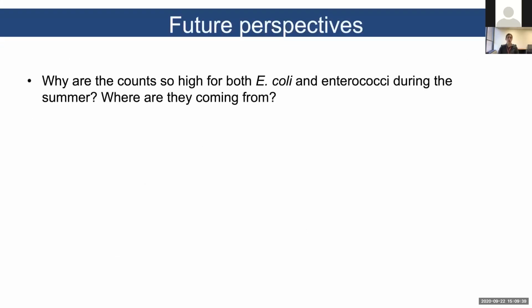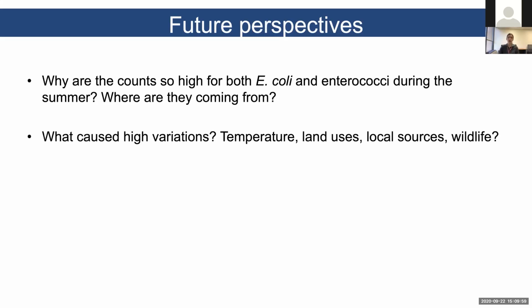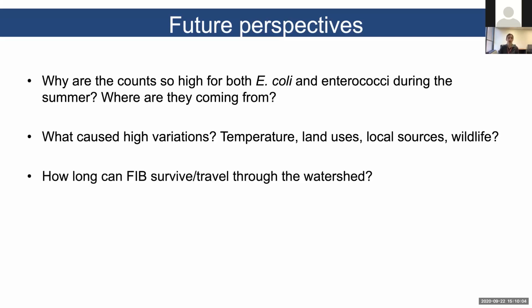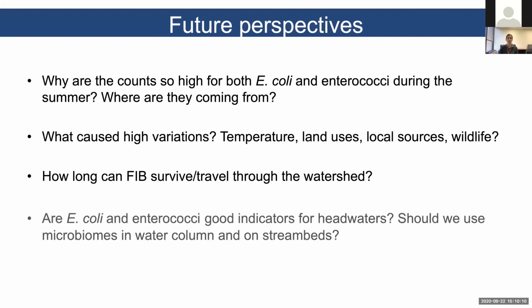So some future perspectives, there are a number of questions remaining for helping us identify why these patterns of fecal indicator bacteria are occurring and what we can do about them. So specifically, we can ask why are those counts so high for E. coli and enterococci during the summer? Where are they coming from? What's causing the high variations? Is it temperature, land uses, local sources, different wildlife? How long can the fecal indicator bacteria survive or travel through the watershed? Are E. coli and enterococci good indicators for headwaters? Should we use the full microbiome in the water column and on the stream beds?